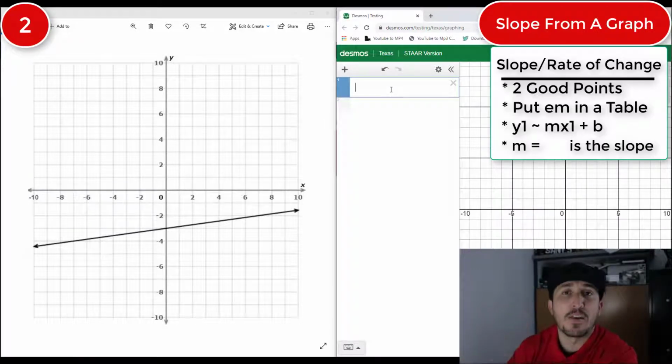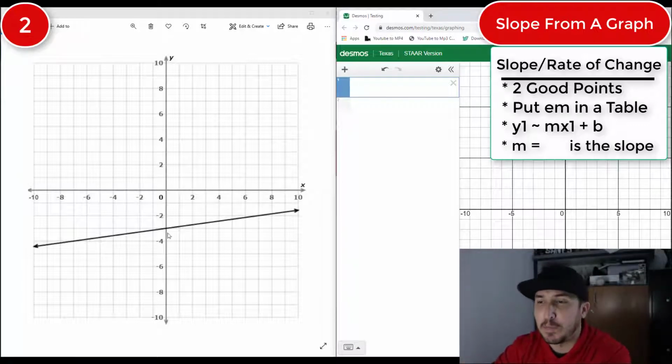2 good points. What is a good point? Oh, where it hits the corner. So let me find 2 places where this graph hits on the corner. It hits right here at the very beginning, but I don't like being on the axis. I don't want to be on the y or the x line. So that is a good point, but I don't want to use it though.